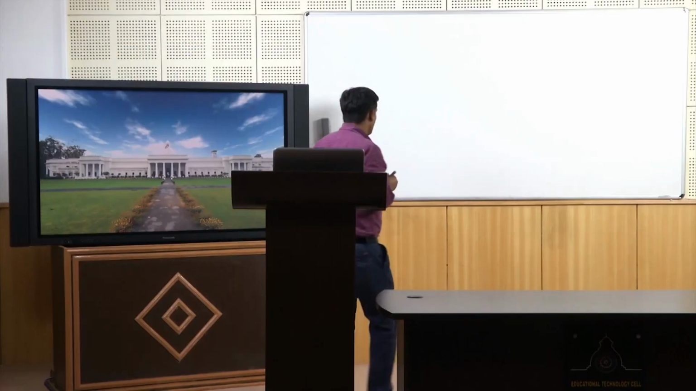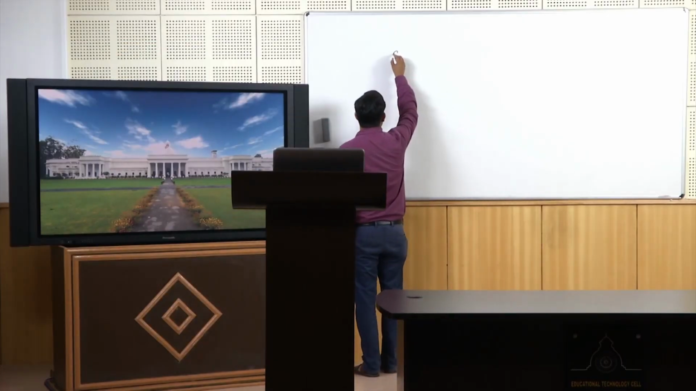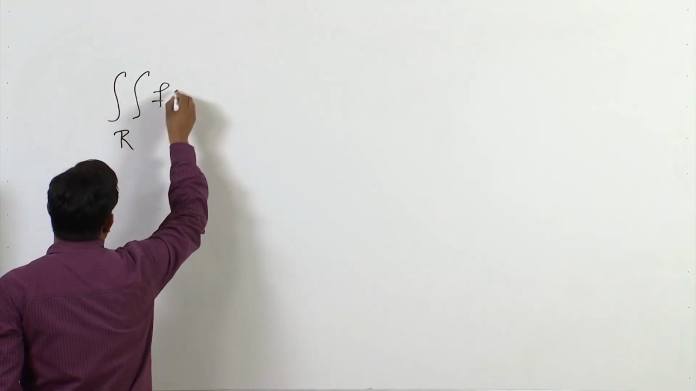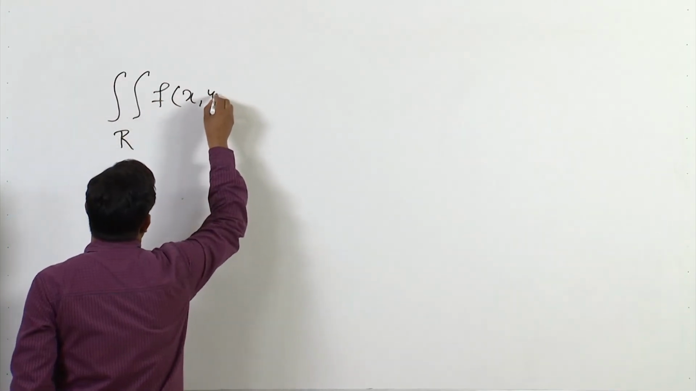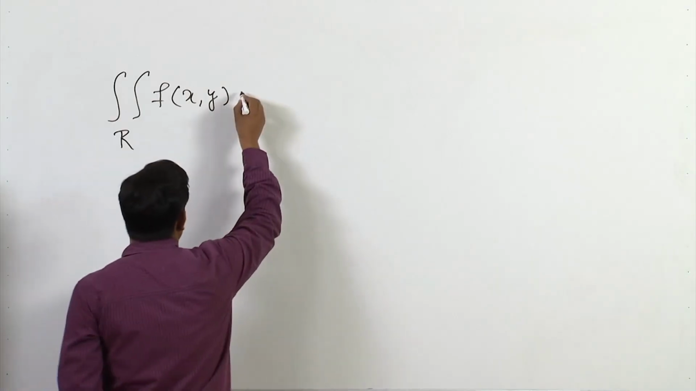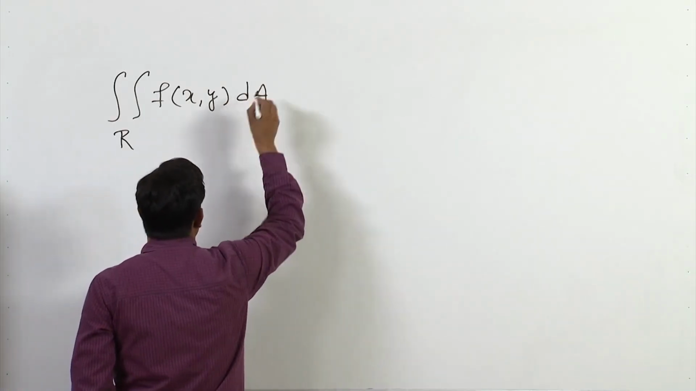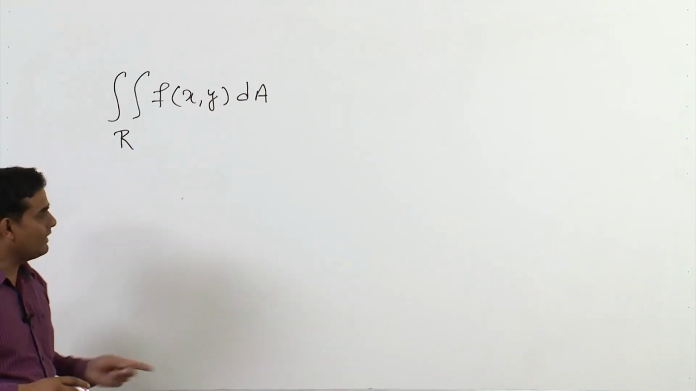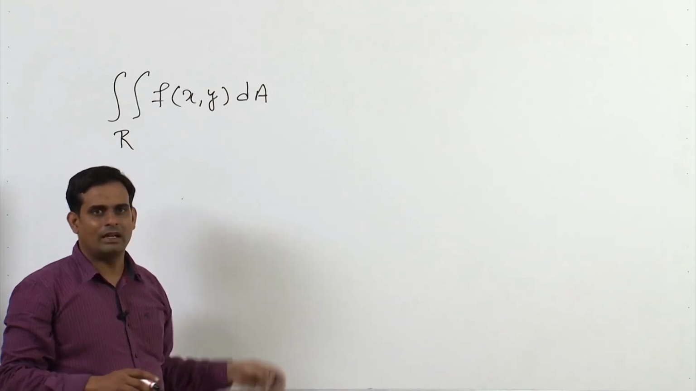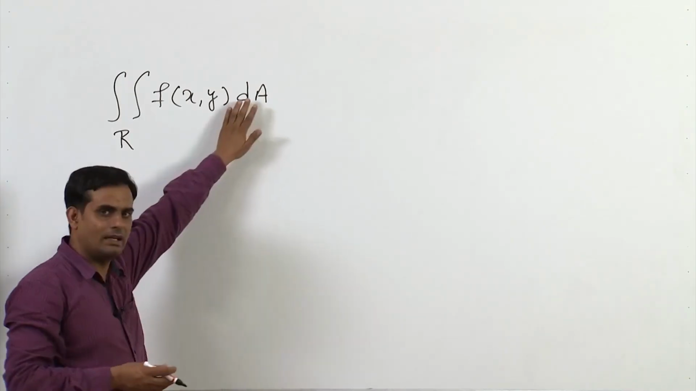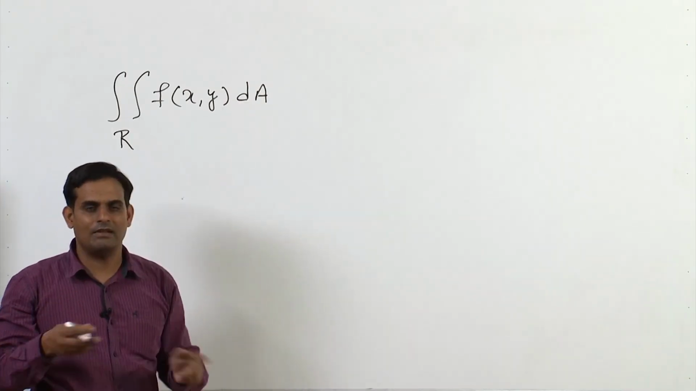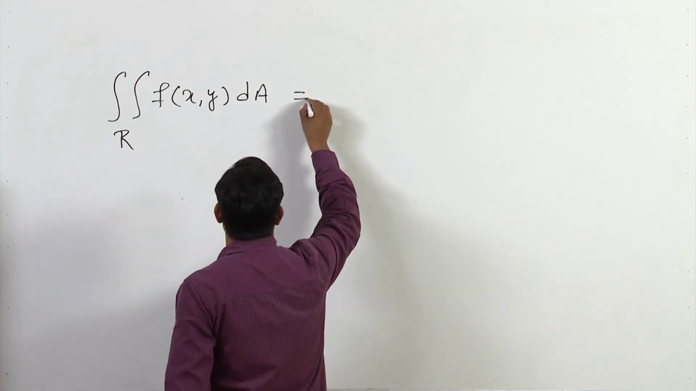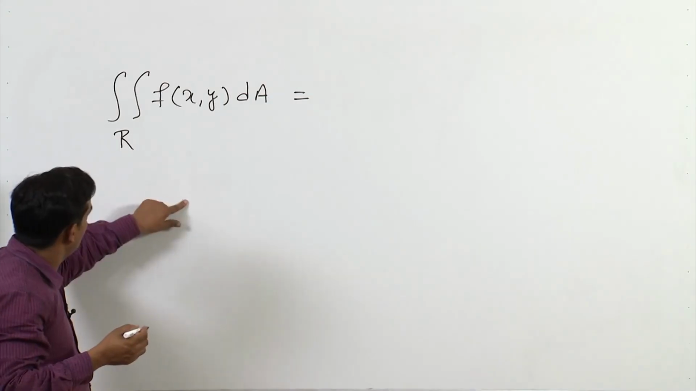So, basically what we have is the double integral over R of f of x y dA. This dA may be dx dy or dy dx. We are not fixing the exact order here, either dx dy or dy dx, whichever will be the simpler one.